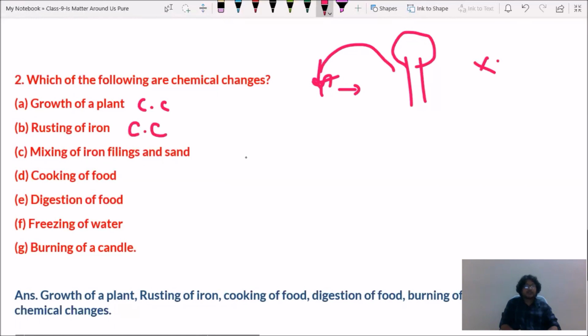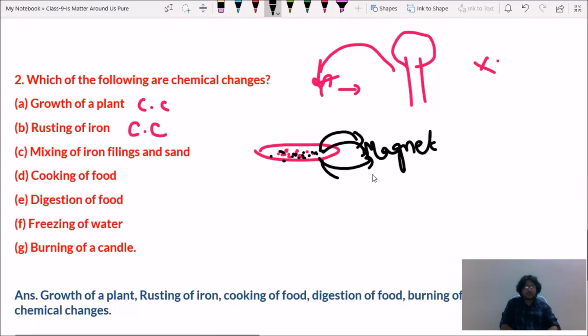Mixing of iron filings in sand. Let us take one plate and mix iron filings and sand particles. Can we separate iron filings and sand particles? Yes, of course, by using a magnet. Take a magnet, roll it, and all the iron particles will stick to the magnet and the sand particles will be left. So easily we can separate it, and this is a physical change.